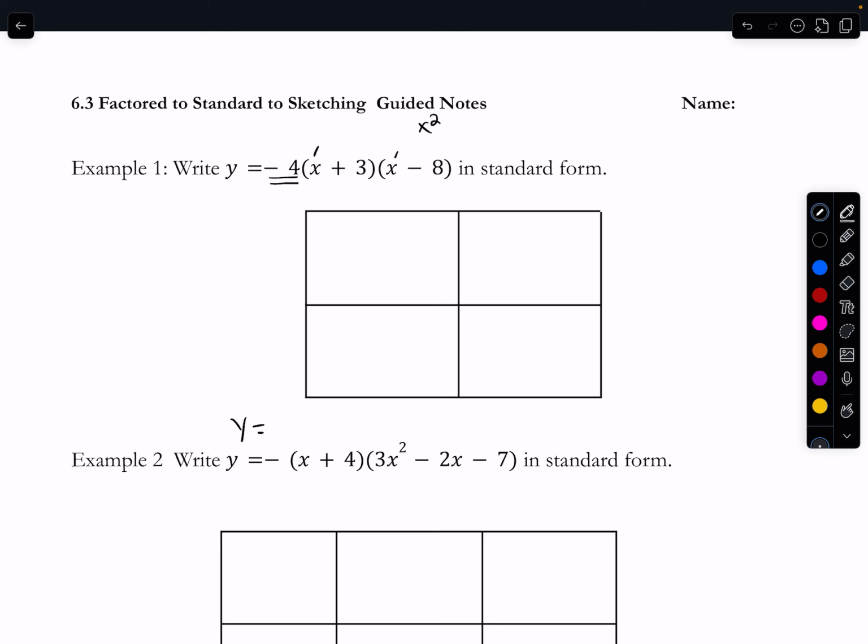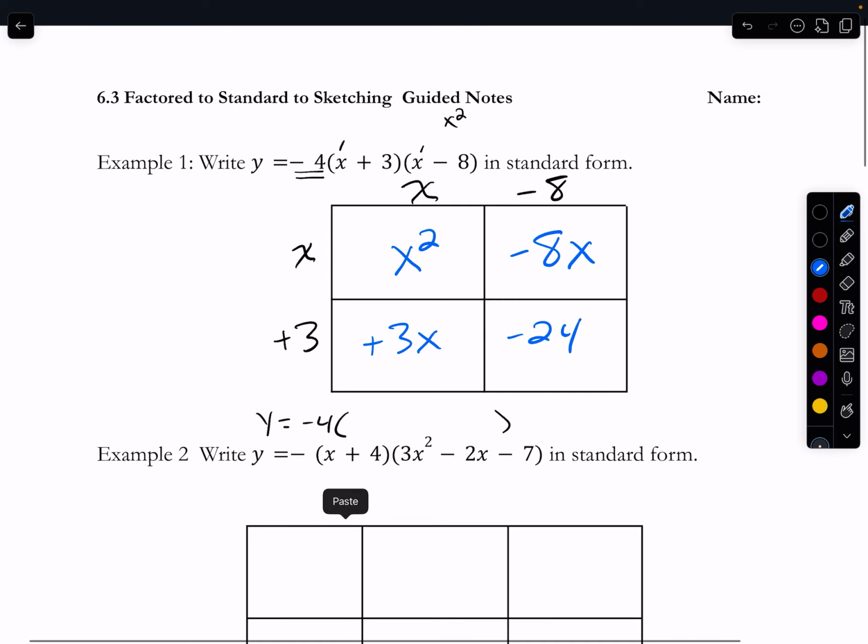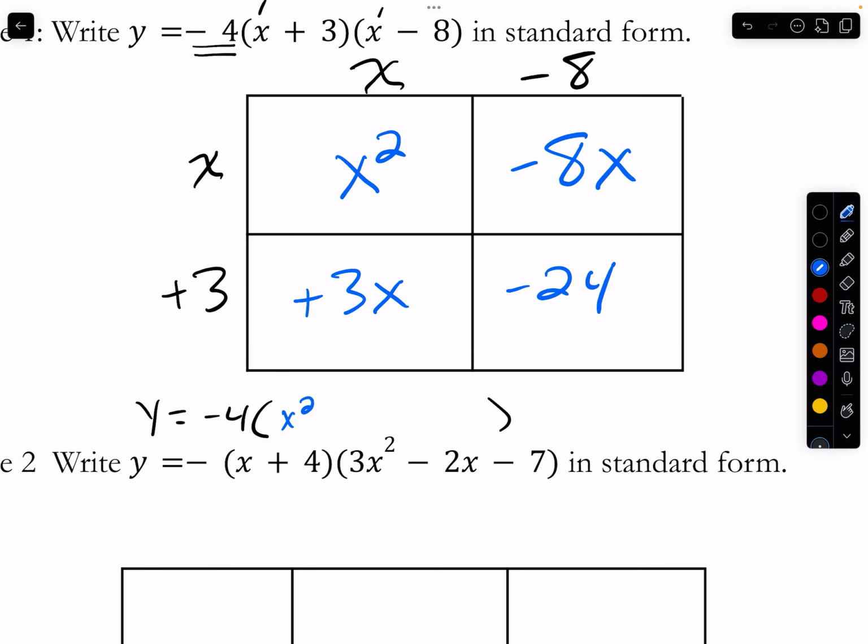We know we're going to have to distribute that at the end, once we find out what happens on the inside here. So our first steps are we've got x plus 3 and x minus 8. Go ahead and fill out your square. So x times x would be x squared. X times -8 is minus 8x. X times positive 3 is plus 3x, and 3 times -8 is minus 24. You all should be very good at doing that by now. So we've got x squared, and then -8x plus 3x is minus 5x, minus 24.